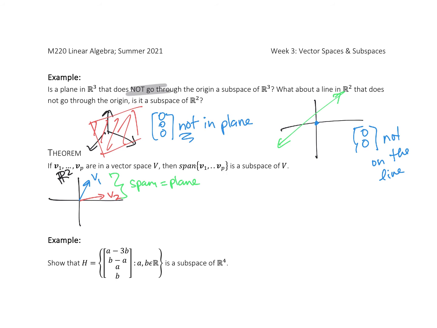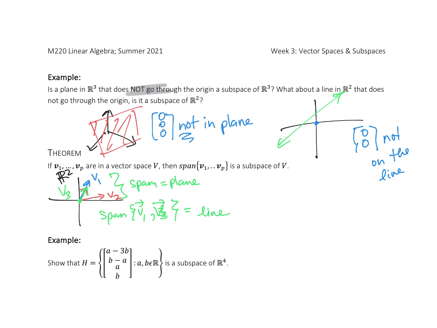If they happen to be on the same line, so maybe V2 is this one, we'll make that V3, right? The span of V1 and V3 is the line. And because it goes through 0, 0, is closed under addition, and closed under scalar multiplication, they are both subspaces of R2.